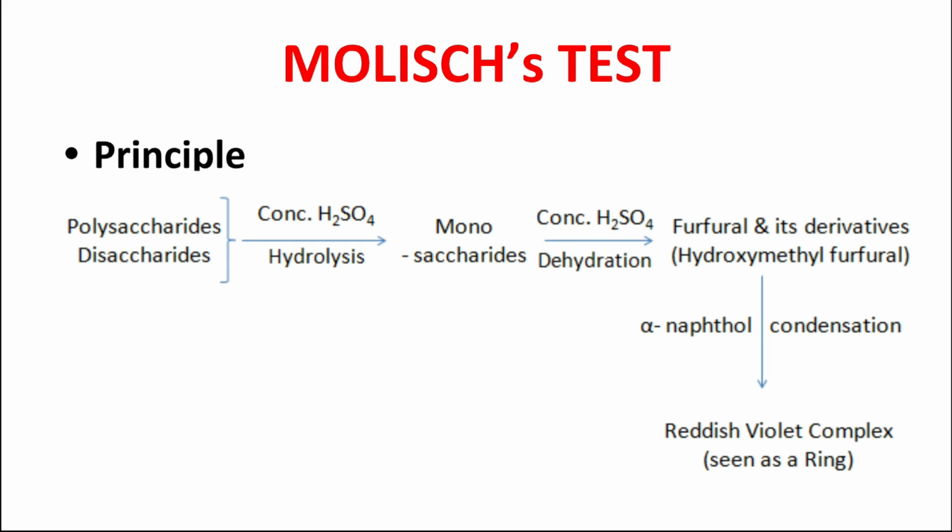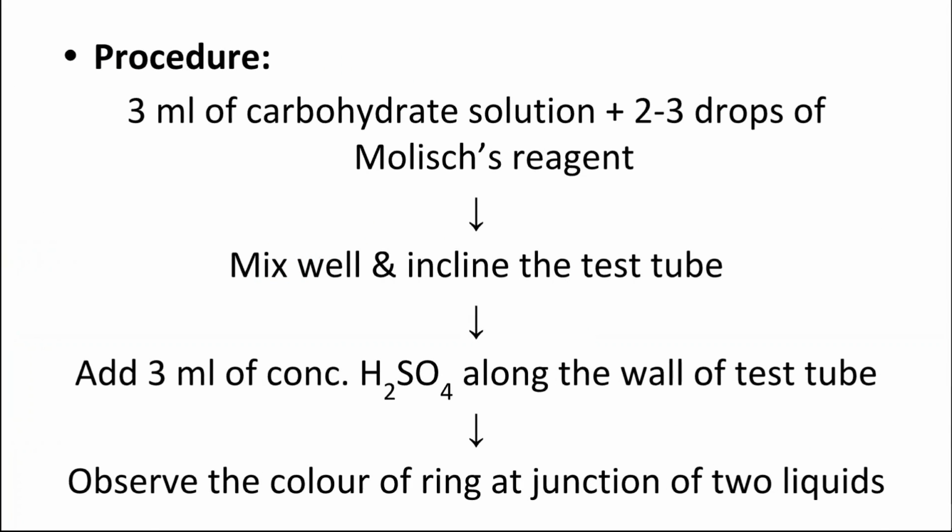Now let's see the procedure, how to do the test. We take 3 ml of carbohydrate solution and add 2-3 drops of Molisch reagent. We mix it well and then incline the test tube. Now add from another test tube 3 ml of concentrated H2SO4 along the wall of the test tube. Remember, do not directly add the H2SO4, otherwise you will harm your body.